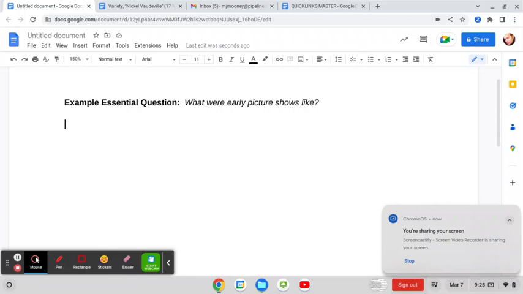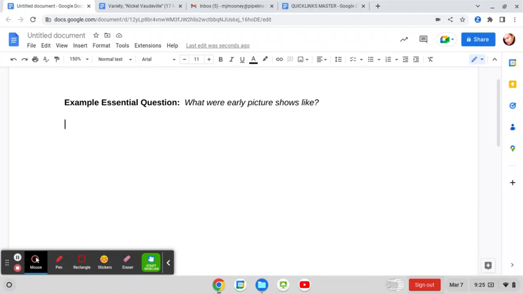This course requires you to use historical evidence to answer the questions you have chosen. So, what does that mean? What does that even look like? Just as an example, let's play with this essential question: What were early picture shows like? You think, okay, I've got to use evidence. I've got to use cited quotation from the sources, whether that's textbook, primary sources, supplemental resources.